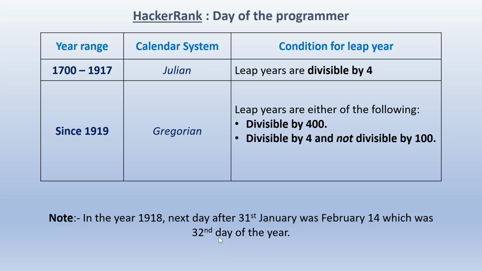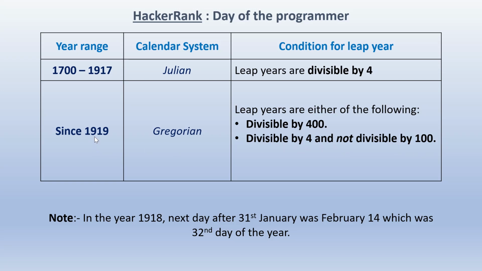Also, the conditions for leap year were different in these year ranges. From the year 1700 to 1917, leap years were divisible by 4 only. But from the year 1919, leap years must follow two conditions. The first one is that they must be divisible by 400, which we consider for a century leap year. And the next one is, if the year is divisible by 4, then it must also pass the condition that it should not be divisible by 100.